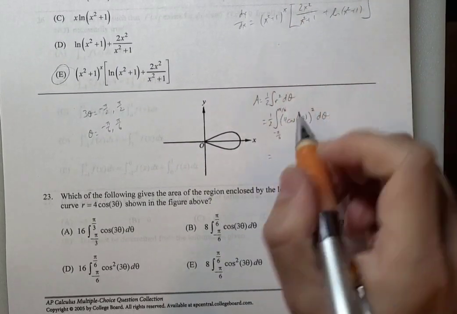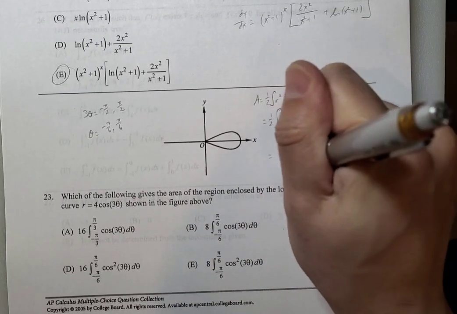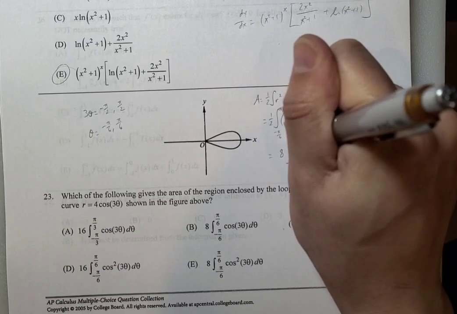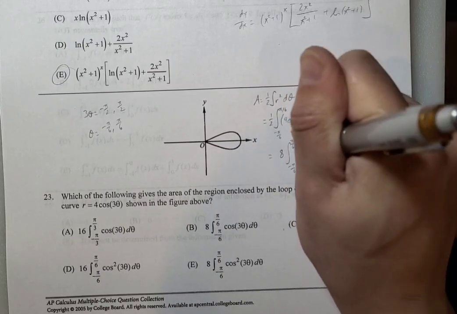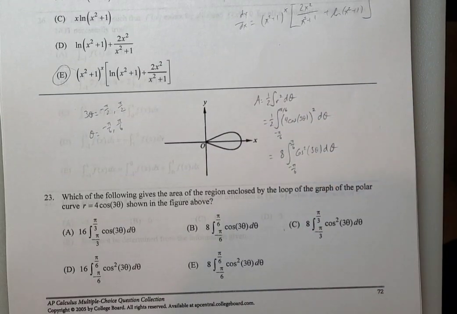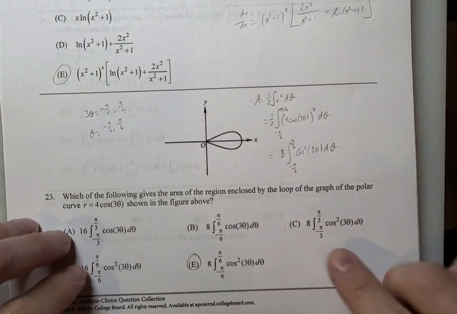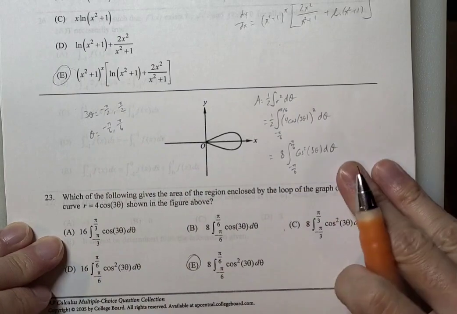And we can simplify. 4 squared is 16, divided by 2, that's 8. Then this is cosine squared 3 theta d theta, okay? So which one is that? 23 looks like it is E. That's how we do that. The important part was the limits of integration.